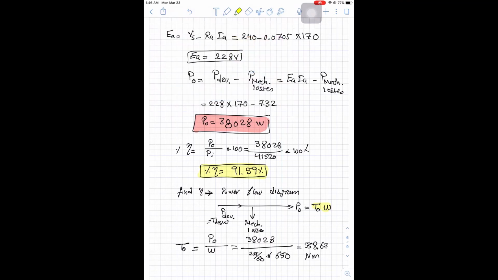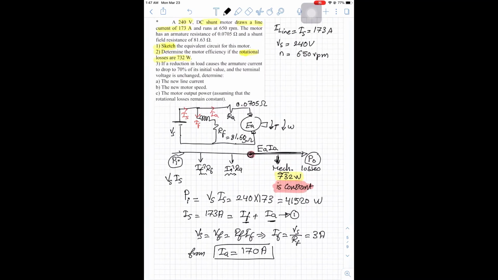So if we compare these two together, the speed is the same, but T output is less than T developed due to losses. So T output is less than T developed due to mechanical losses. Now let's go back to our question here.